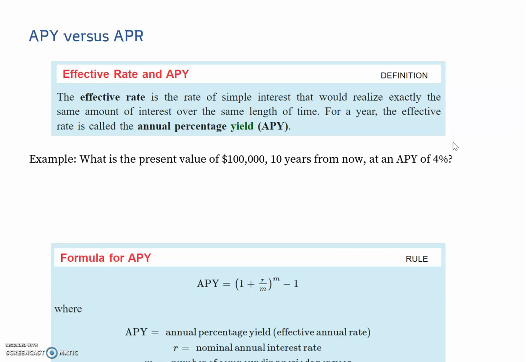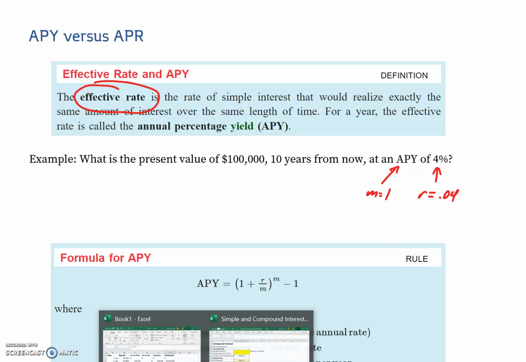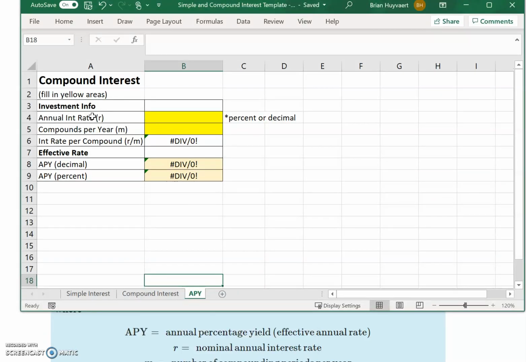We can also think about it like, well, if the APY is my effective rate, the rate that I'm actually getting, then we can think about it like, okay, I compound once a year at that actual rate. So we can go through and say APY, cool, the 4% is going to be my R, so 0.04. And because I'm using APY, I'm going to let M, my compounds per year, just be 1. So what's the present value? Well, the APY calculator doesn't tell you that.